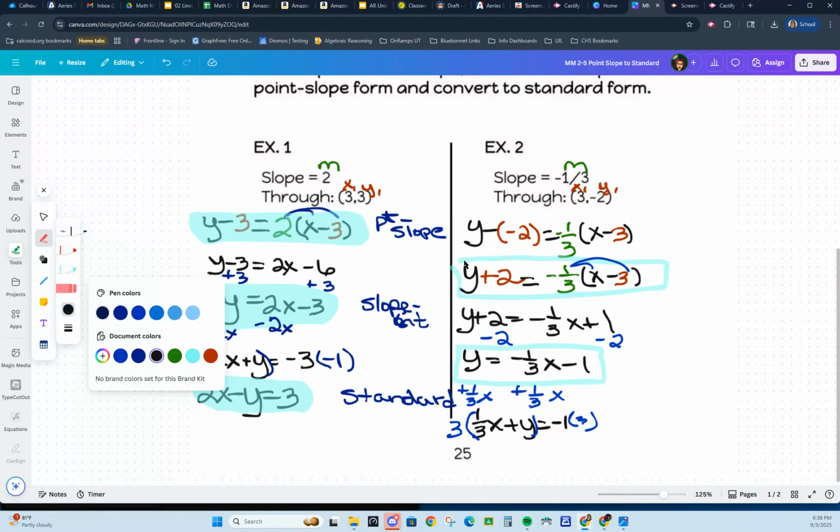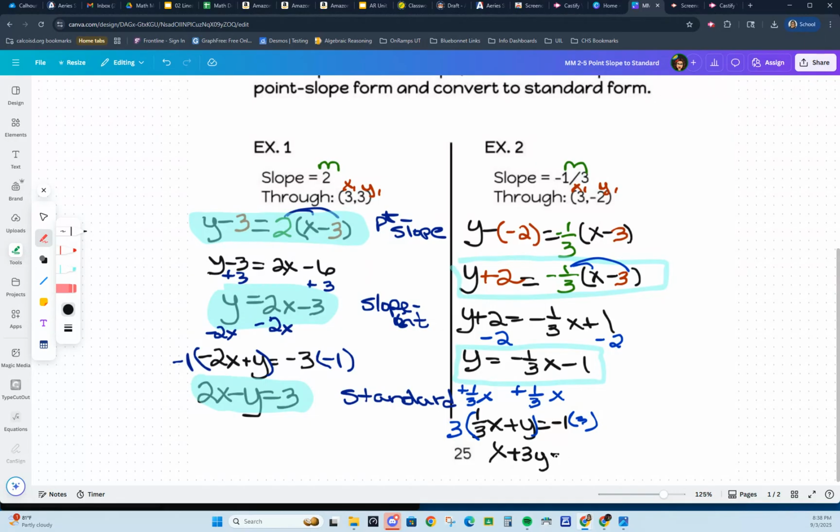And the final form of our standard form here is going to be 1x plus 3y equals negative 3. I'm going to fix my equal sign here. Okay, so equals negative 3. All right, this is our standard form. So that takes care of if you're given a slope and a single point.